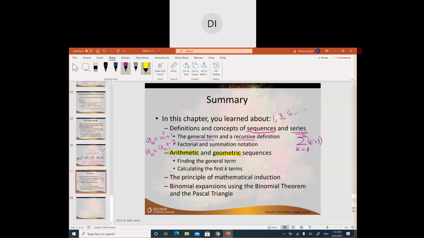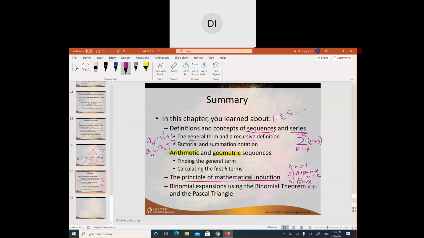The mathematical induction, that principle helps you to prove a formula, and you have 3 steps. The first step is n equals 1, you check it. The second one, you assume it is true for n equals k. And the third one, you prove it for k plus 1, for the next one.